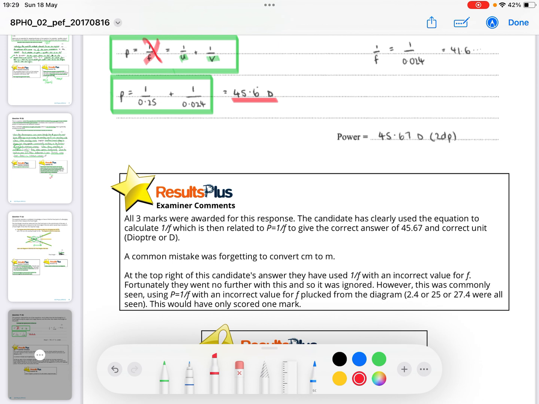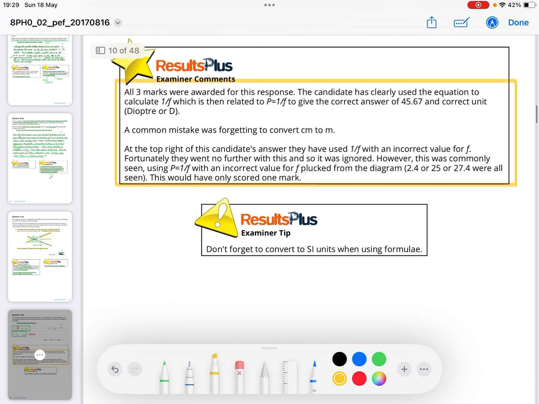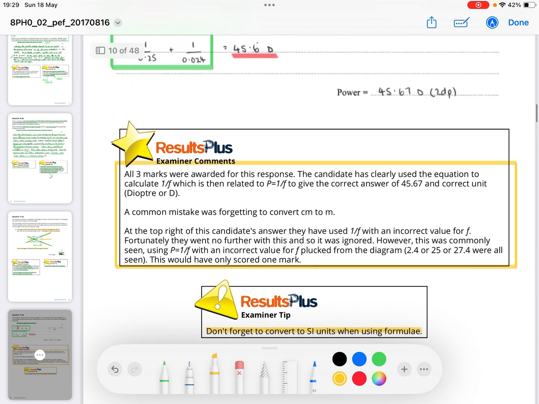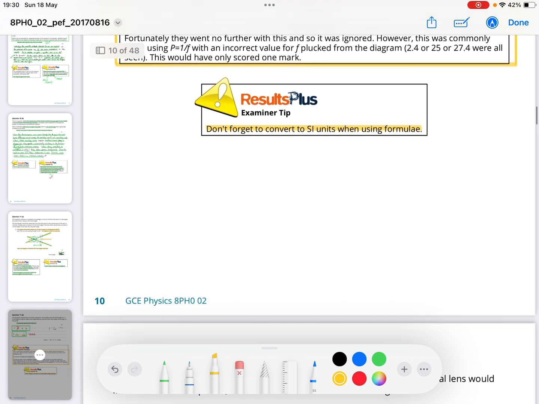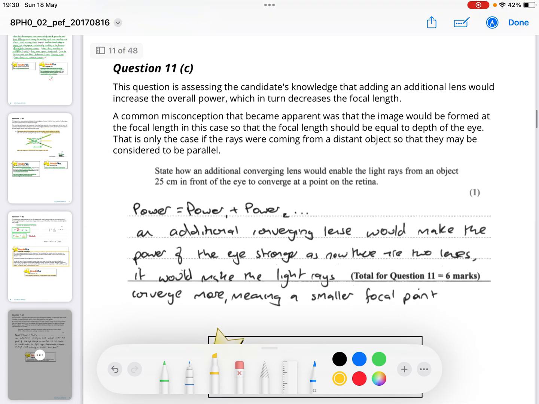So I'm going to let you have a look at what they've written. I don't think there's anything else I need to add. You can stop the video and have a look at the examiner's comments. Yeah, so don't forget to convert to SI units. The data could have been given in centimeters, and to get the power, you need to change it into meters. Good point. The examiner's report is worth looking at as well.